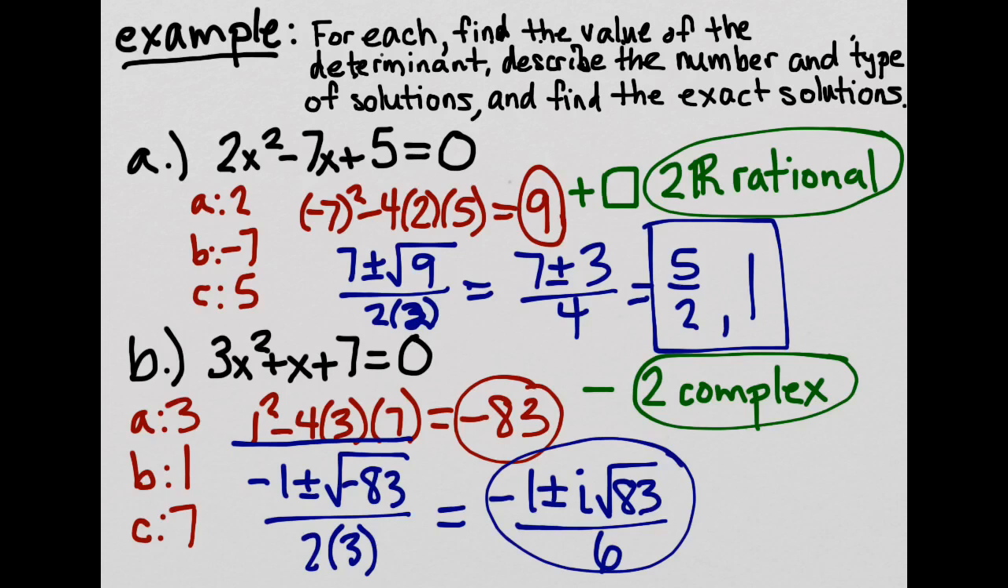So really we've got negative 1 plus i square root of 83 over 6 and negative 1 minus i square root of 83 over 6.